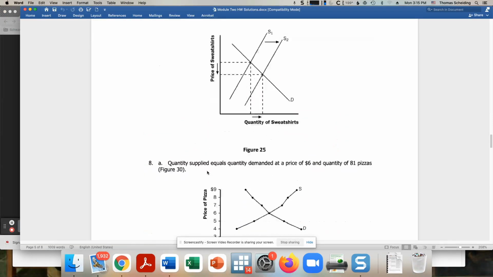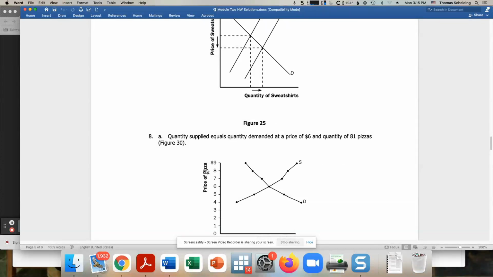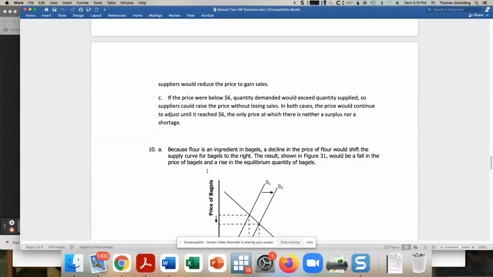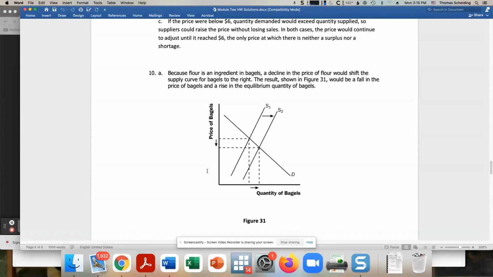Let's go here. Oh, sorry, I must have skipped number 8. I'm sorry, you've been listening to this the whole time, and then I didn't.